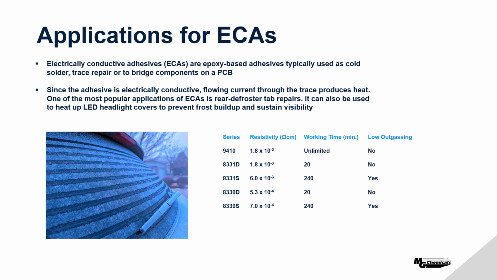Within this line, we have four two-part electrically conductive adhesives denoted as 8331D, 8331S, 8330D, and 8330S. These products distinguish themselves mainly through the working time and their overall conductivity. Also, we have the 9410, which is a one-part system. Its main features are its ease of use and the high precision you get when dispensing this product.